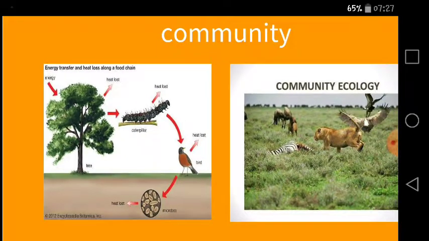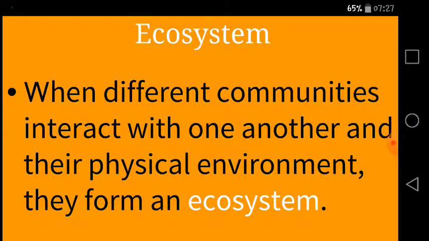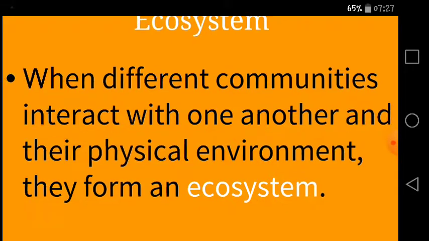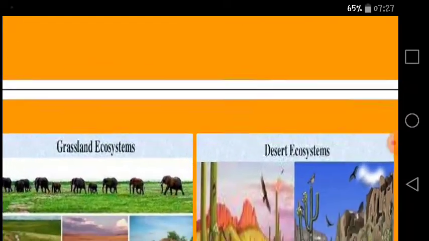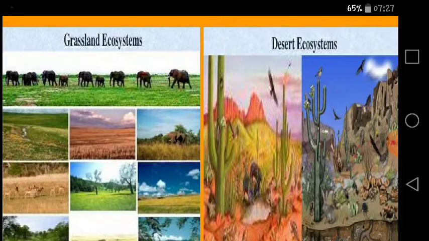Dear students, now we are focusing on the ecosystem. When different communities interact with one another and their physical environment, they form an ecosystem. Deserts, seashores, mountains, rivers, oceans, grasslands, and rainforests are some of the world's ecosystems. Earth itself is a huge ecosystem. Dear students, you can see the slides and the different types of ecosystems.